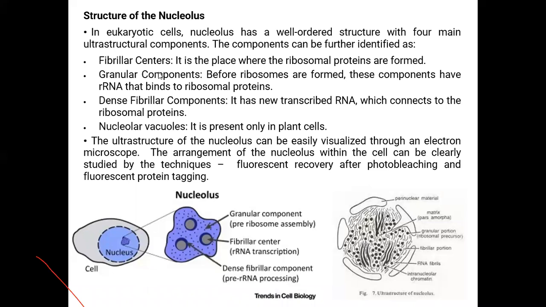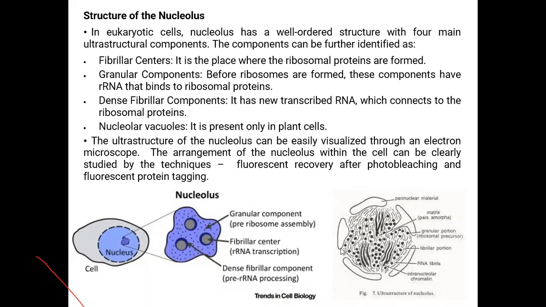The first is the fibrillar centers. You can see here the ultra-structure, the fibrillar centers. It is the place where the ribosomal proteins are formed. Ribosomal proteins are formed, and when protein synthesis is happening, these all come together to form our ribosomes of two subunits.